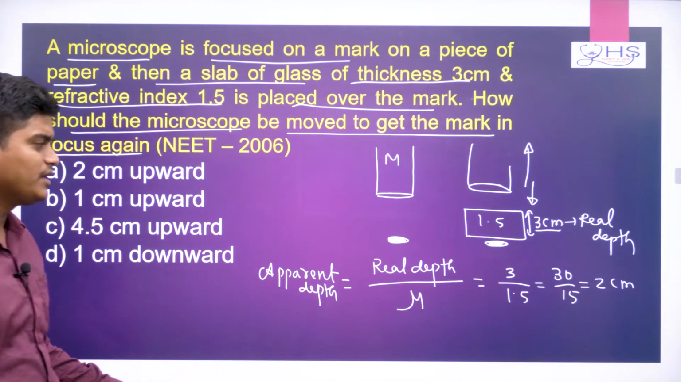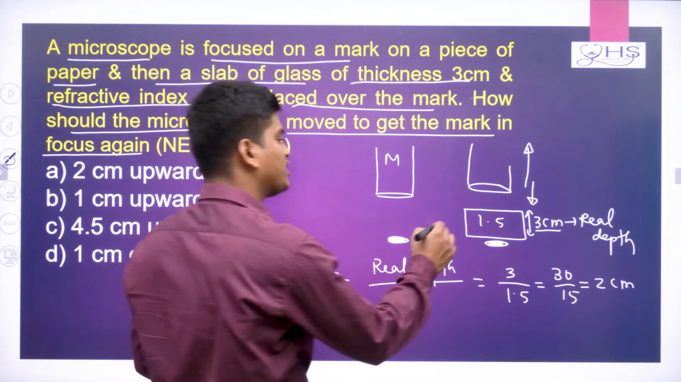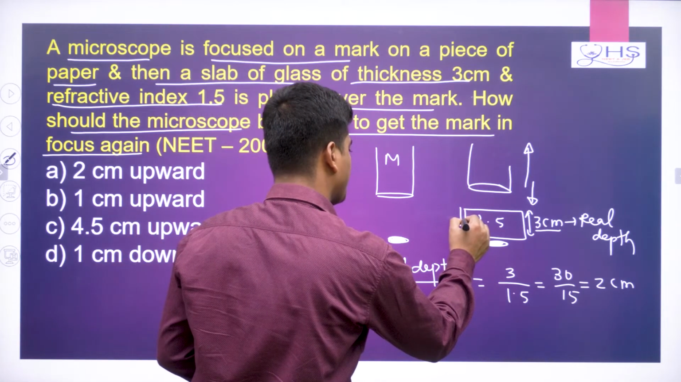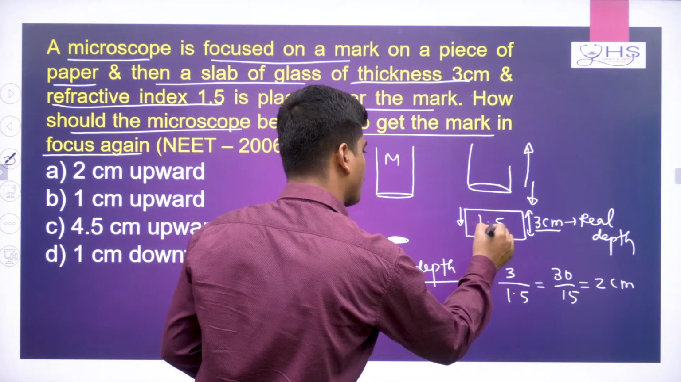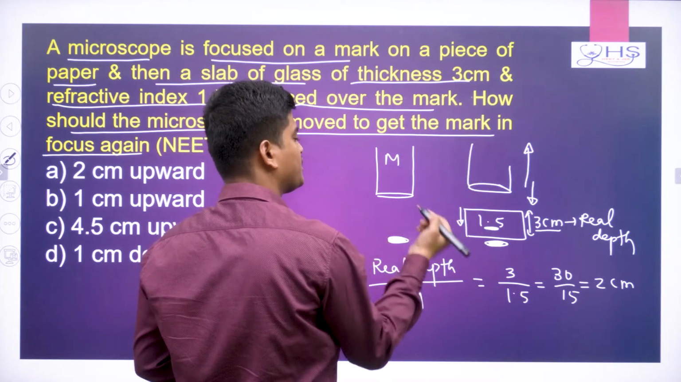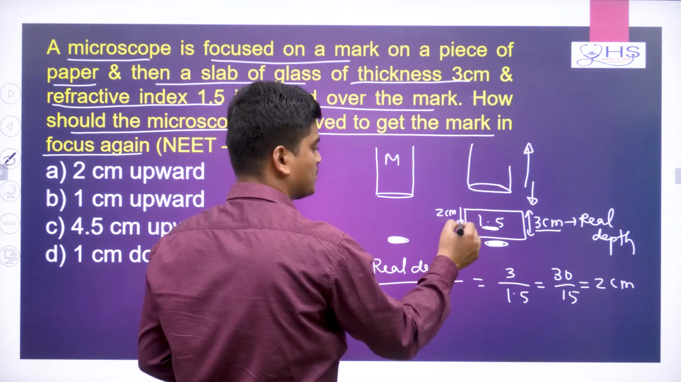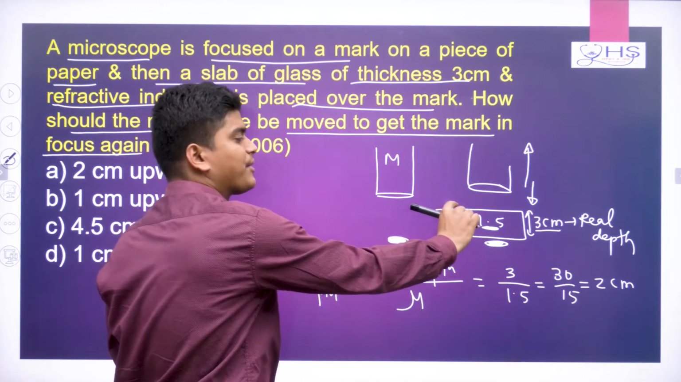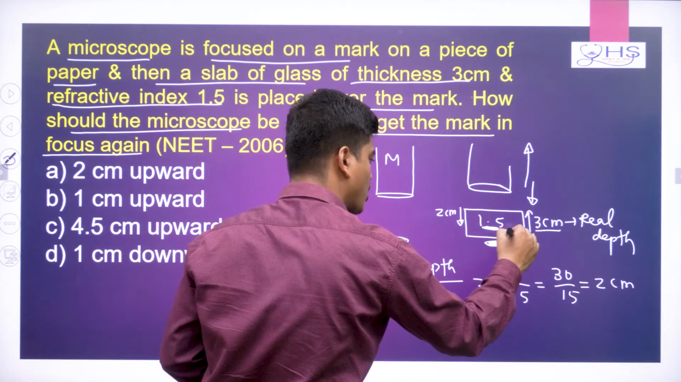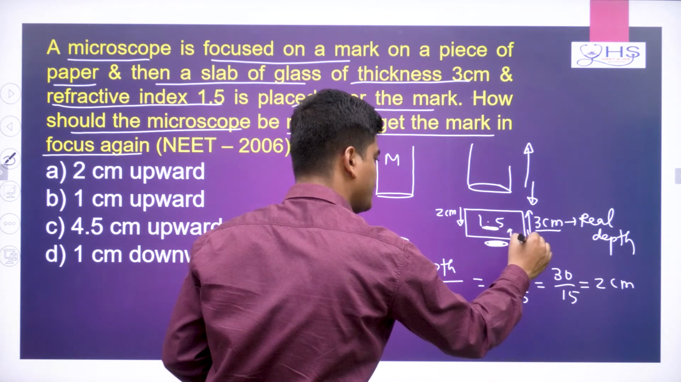So what is happening? Now your apparent depth is 2 centimeter. If you are checking from the top, here, and the coin has shifted, how much distance? From upward you are seeing 2 centimeter. This is the apparent depth. That means shifting of coin how much? Shifting of coin is 1 centimeter.